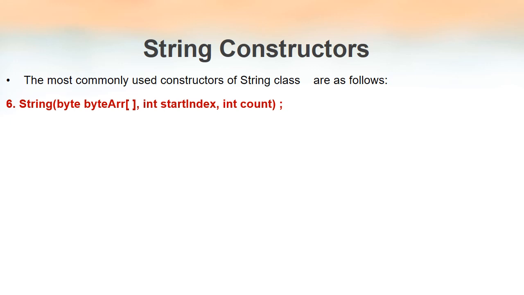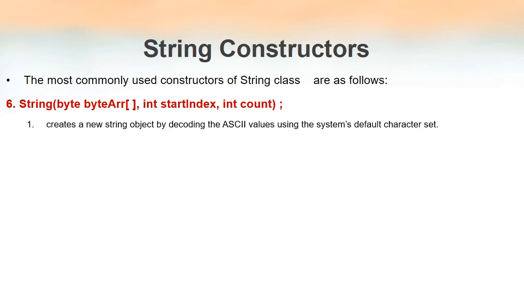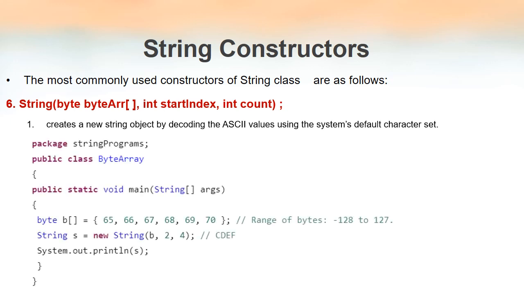So in this case, we'll be creating a new string from the byte array that is given as the first parameter, but all the bytes inside that byte array will not be converted into a character. Instead of that, only the bytes from the starting index number, which is given as the second parameter, will be included, and the number of bytes we have to consider from the array is mentioned as the count variable. Okay, we will see an example now.